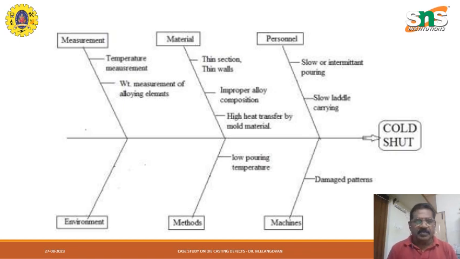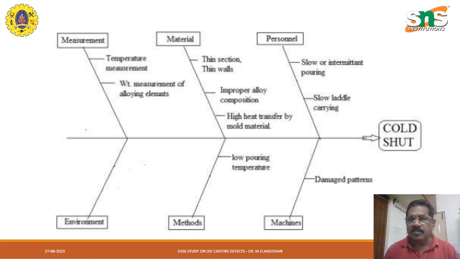Okay, the measurement happens during the measurement. What are the problems? Temperature measurement could be wrong. The weight measurement of the alloying elements could go wrong. The materials, thin wall sections could be there. Improper alloy composition could be there, and heat transfer by the cold material there.